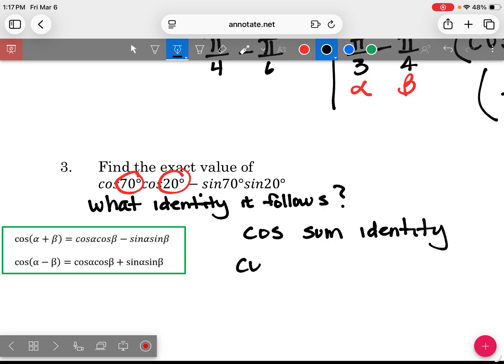So we have the cosine of 70 plus 20, which would give us the cosine of 90. And what is the cosine of 90 degrees? 0. So that would be your answer.